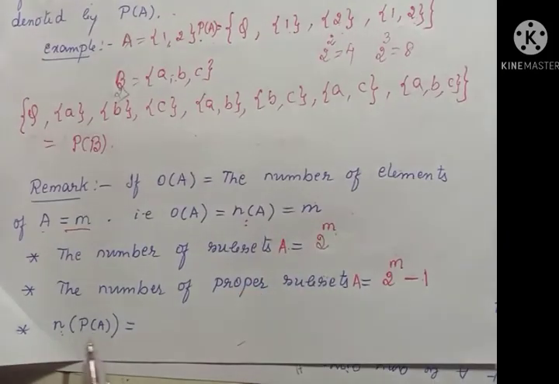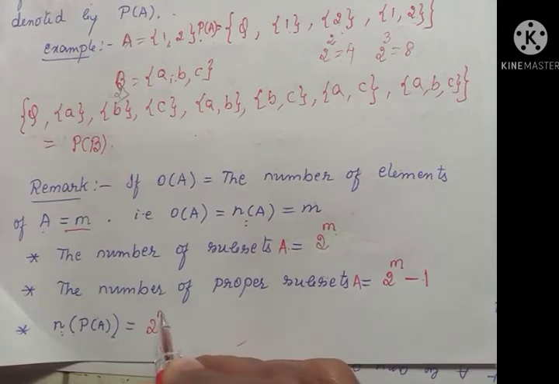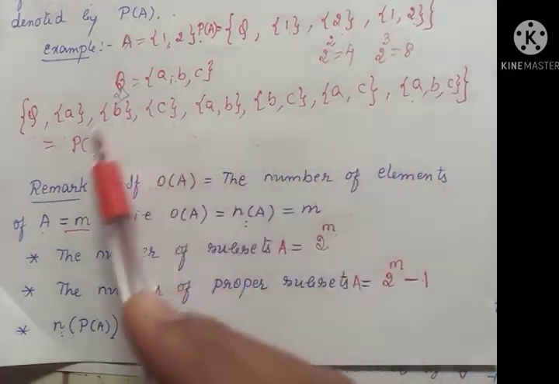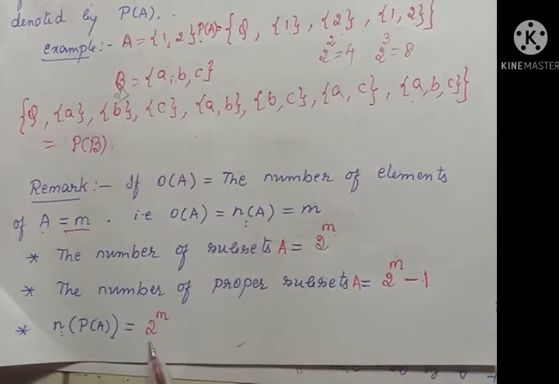And what is the number of elements in the power set? The number of elements in the power set of a given set is again 2 to the power m. Here itself there are 8 elements. Therefore, the number of elements in this power set is 2 to the power m, because the power set is the collection of all the subsets.